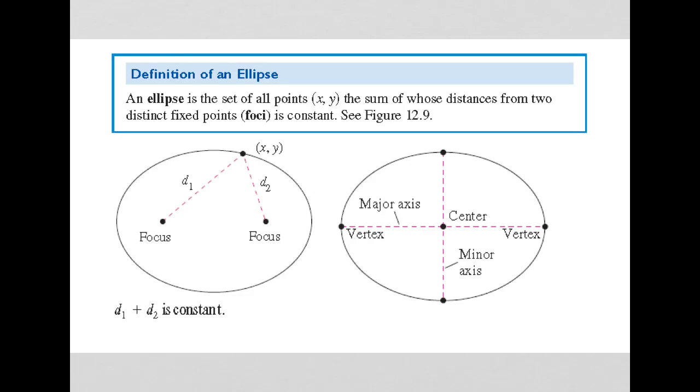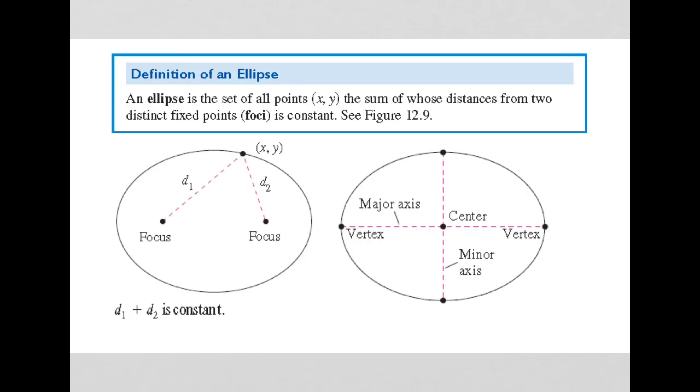But let's talk about what an ellipse is. So just like a parabola, there's a technical definition. An ellipse is a set of all points x, y, who, blah, blah, blah, read that because I lost my track. Set of all points, the sum of whose distances from two distinct fixed points, called the foci, that is not one focus, but two foci, is constant.